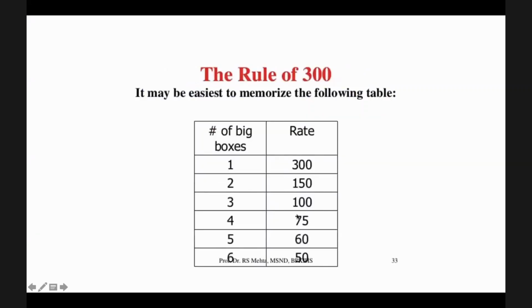So as you can see, depending on the number of big boxes, the rate is 300, 250, like that. Gradually, when you get experience, without even counting, you can say what the heart rate of that ECG is.